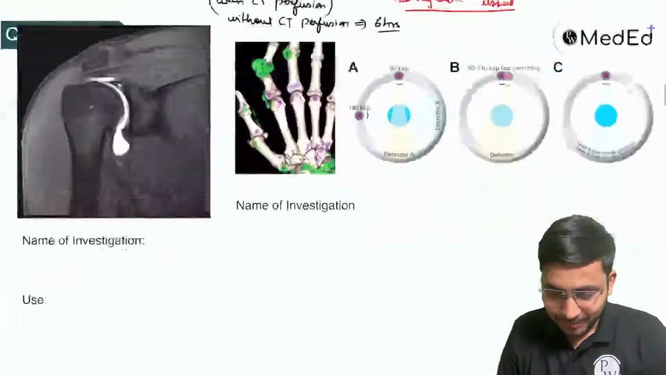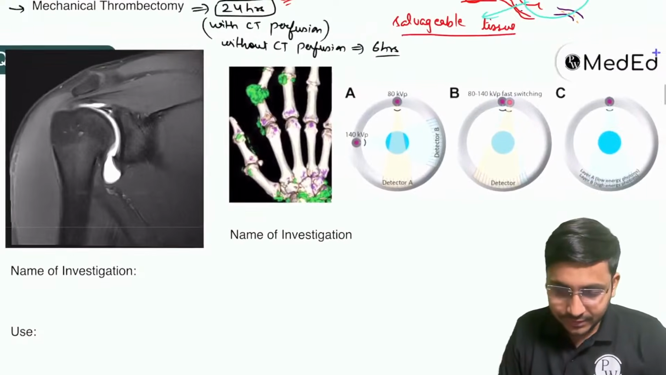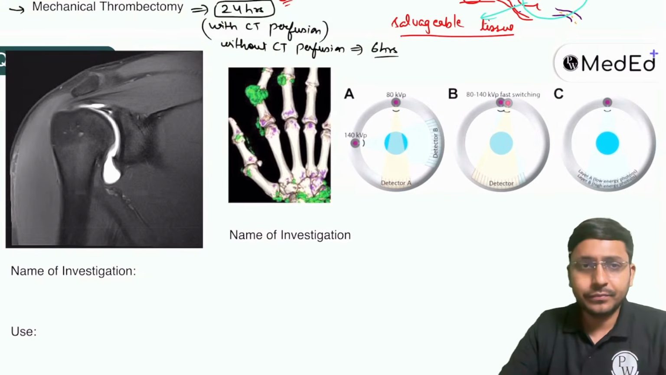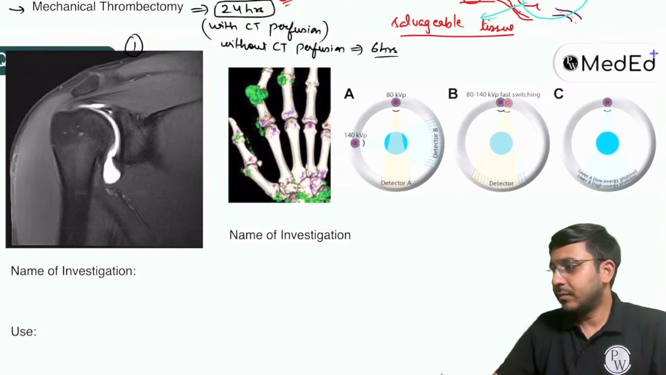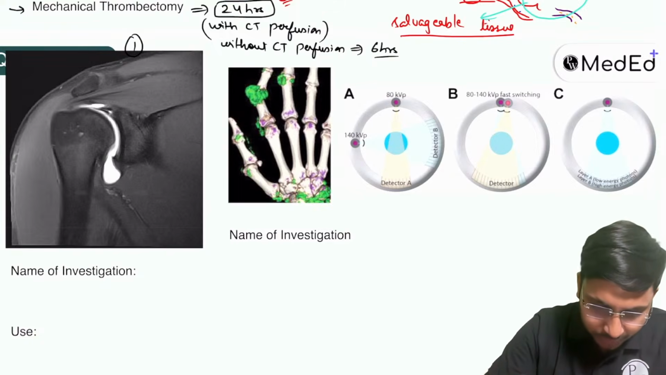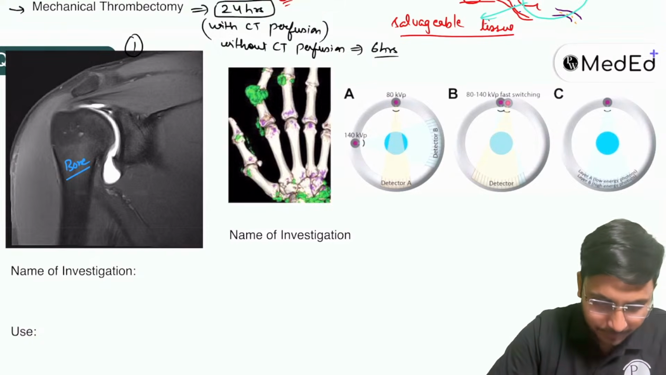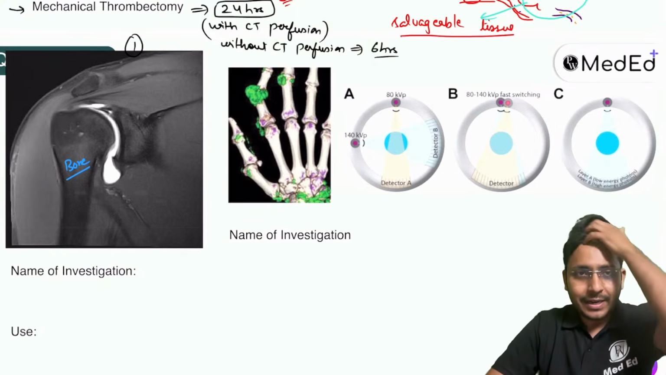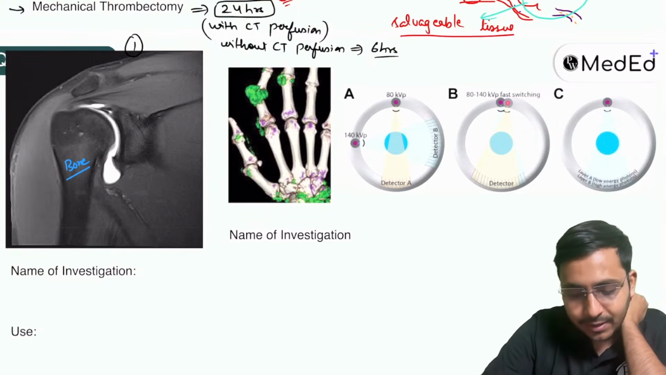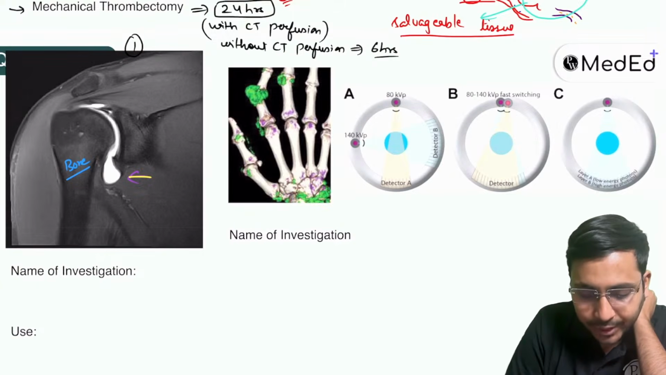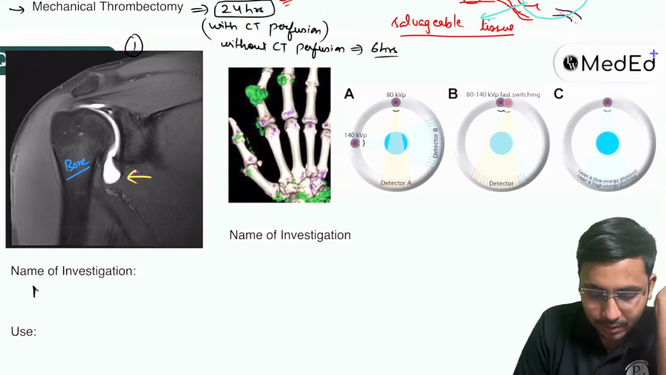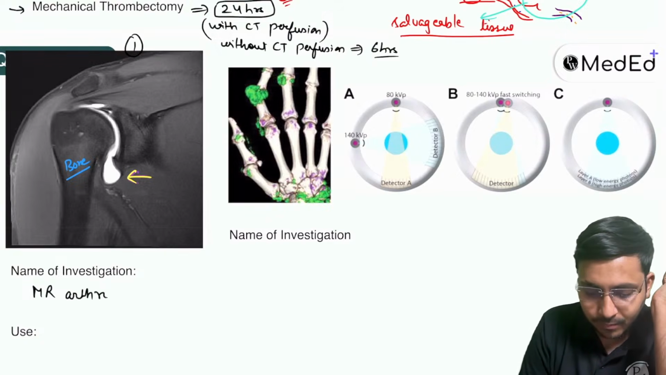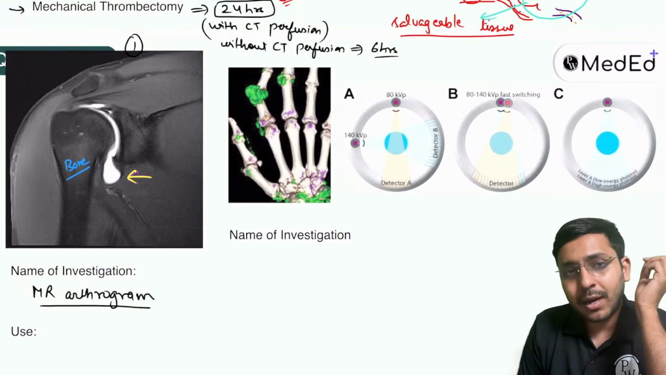Okay. Now tell me this investigation. What is this investigation? This is an MR, because the bones are visible, this bone is a humerus, and it is black. But what is interesting here? You are seeing that the joint space, the joint fluid, is appearing very bright. Okay, now this is what is known as an MR arthrogram.